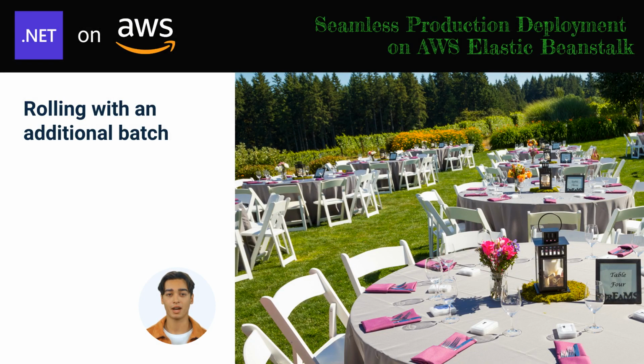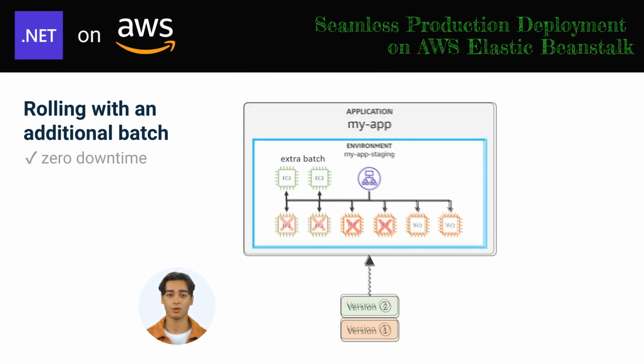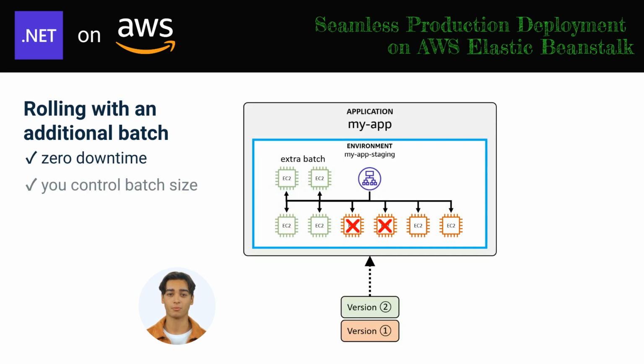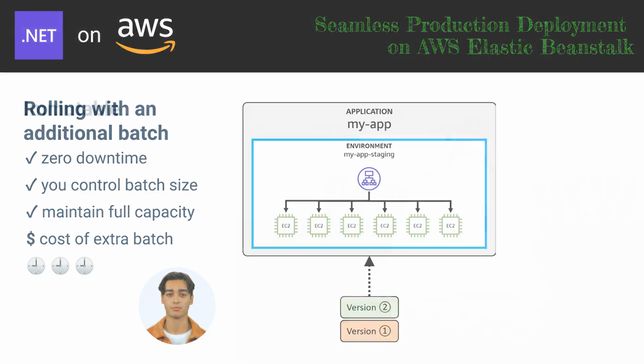Rolling with an additional batch is a variation of rolling. An extra batch of instances is created so that your capacity is not diminished during the deployment. Like rolling, this approach avoids downtime and you control the batch size. You maintain full capacity. You do incur the cost of the extra batch. This is a good option if you can't handle any downtime and don't want your capacity reduced during the deployment.